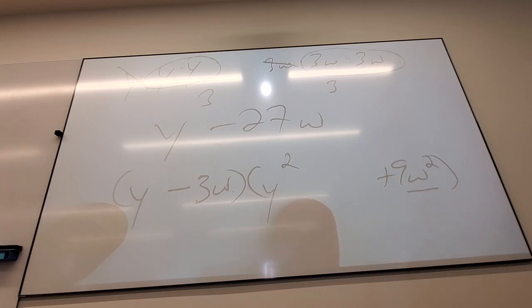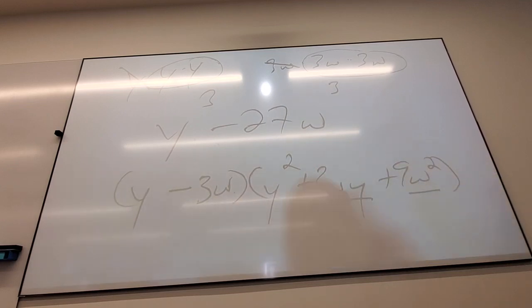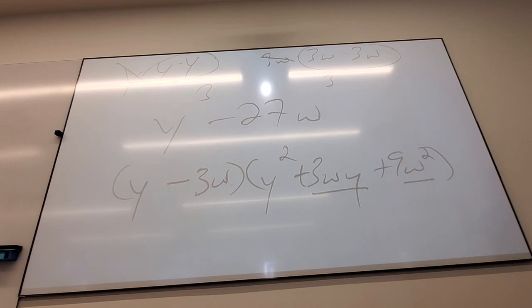What's the sign of the middle term going to be? Plus, so that it can cancel things out, right? And then what is it? Plus 3WY. 3w's. Always just whatever you put in the little dude, multiply it.